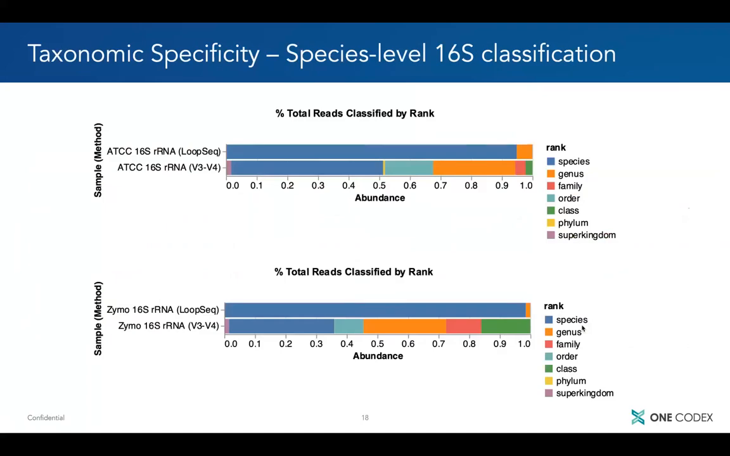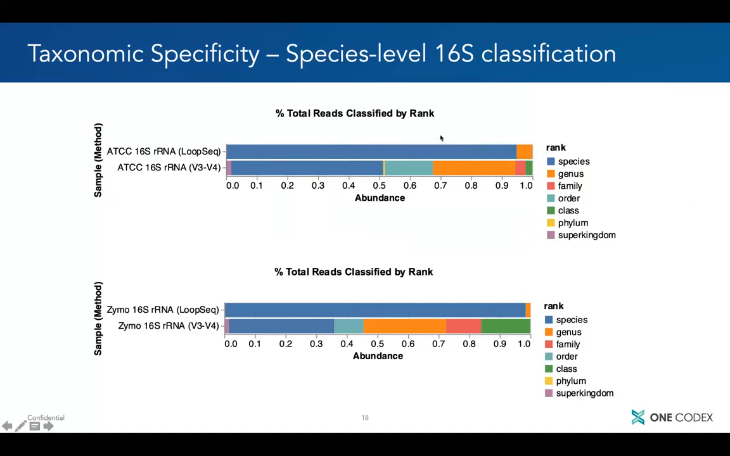And here's both the ATCC control on the top as well as the Zymo known community control on the bottom. This is a picture of how specifically we classify the individual input reads. With the LoopSeq data, the vast majority of the data is specific to the species level. There are some artifacts here of the database and exactly what organisms are present. I believe one of the 20 organisms in the ATCC standard is just not really specific in terms of its 16S gene, and so we basically see 19 of the 20 organisms.